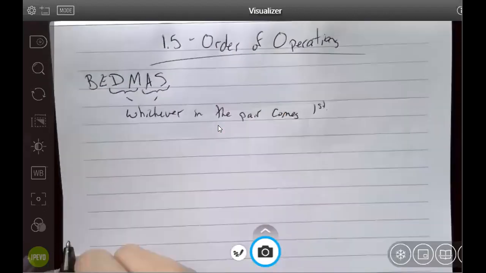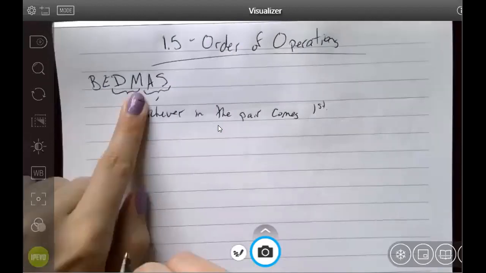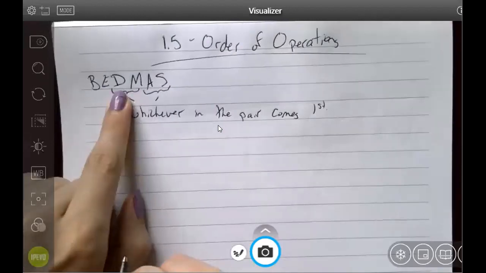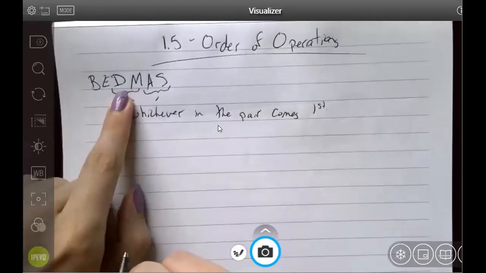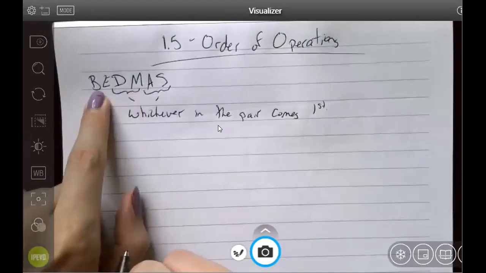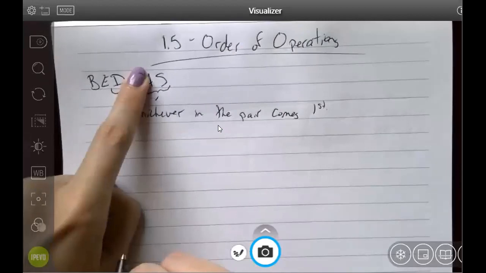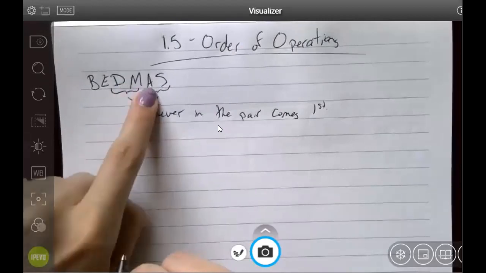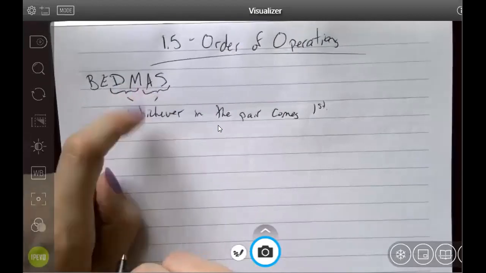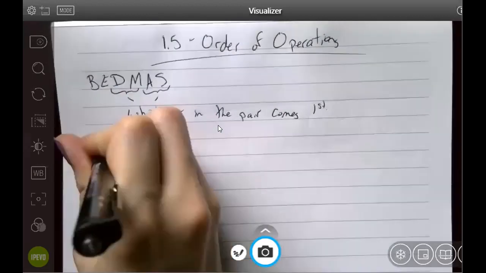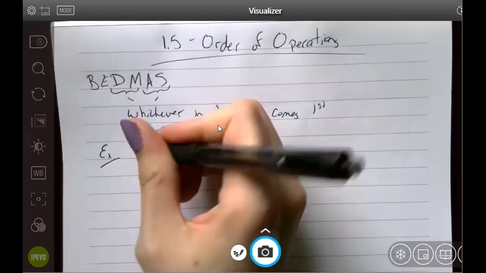What that means is if you actually have multiplication showing up before division, then you would do the multiplication first. So it's brackets, exponents, then whichever either multiplication or division comes next, and then either addition or subtraction, whichever comes first. So let's look at an example of what I'm talking about.